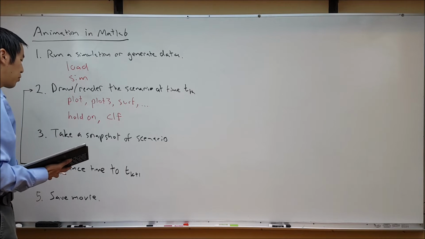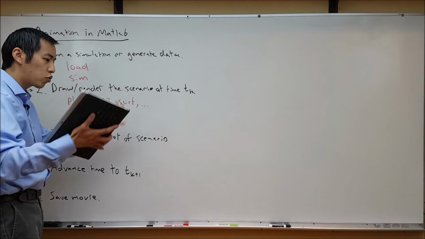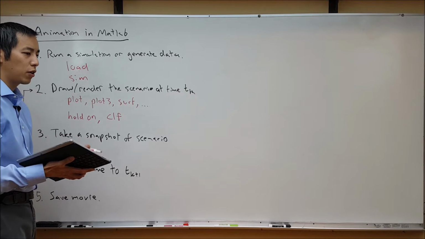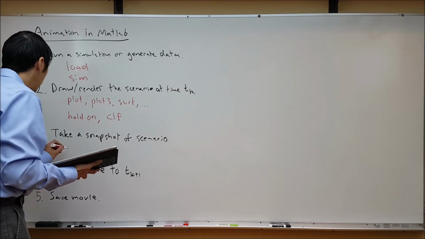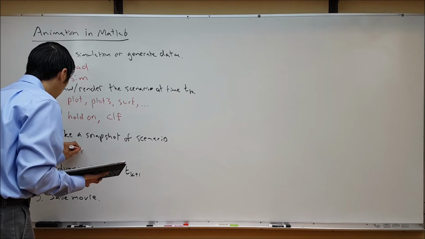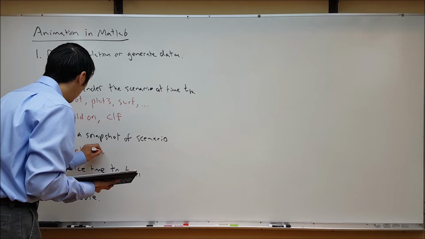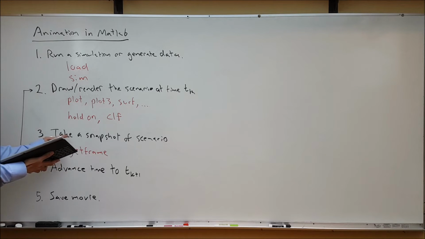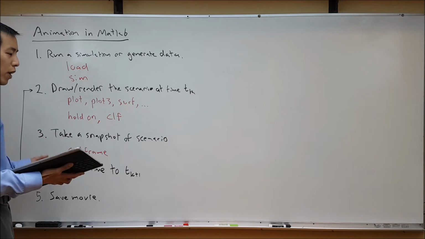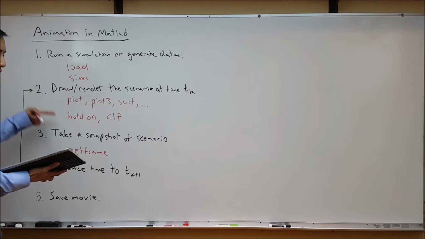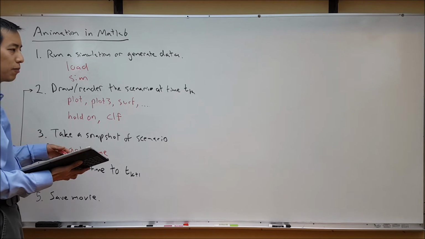All right, step 3, take a snapshot of the scenario. Once you've drawn your one page of the flipbook, we want to grab that frame and save it into the larger flipbook. Matlab has a great function for doing that. It's called getframe. And then we're going to go ahead and advance time. Like we said, if you put this inside a for loop or a while loop, this step is automatically going to get handled for you.